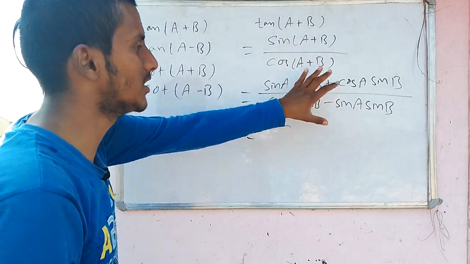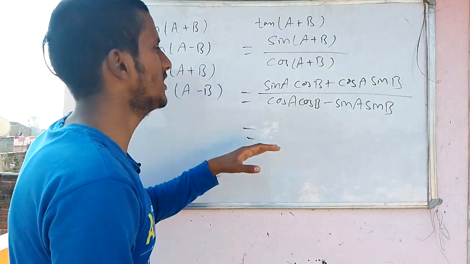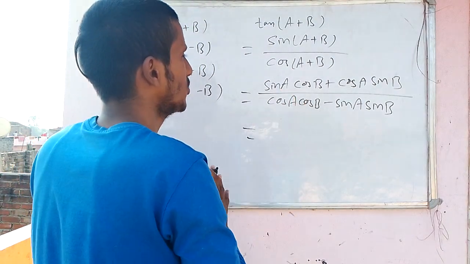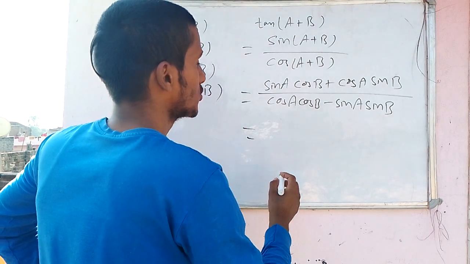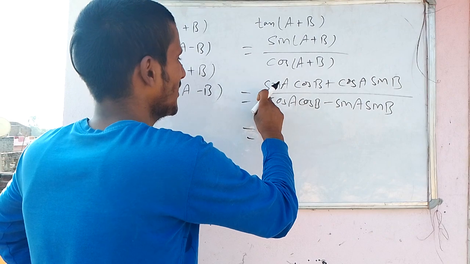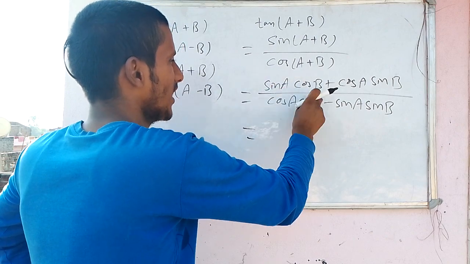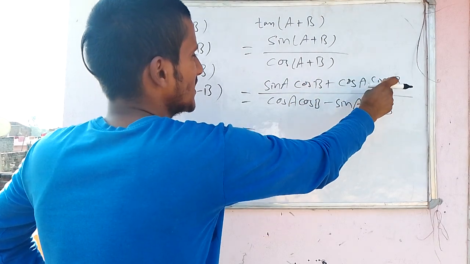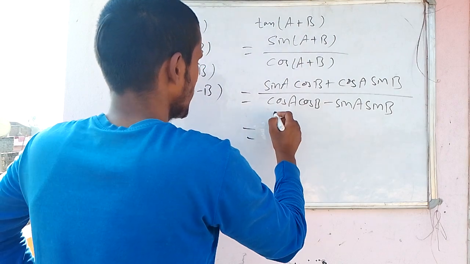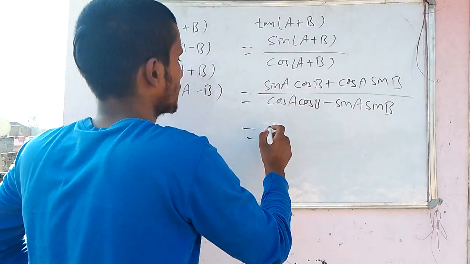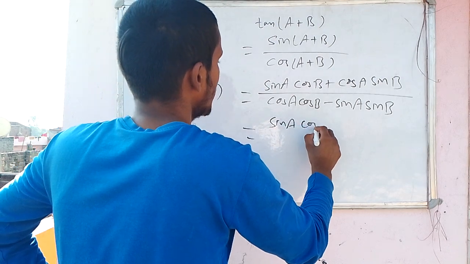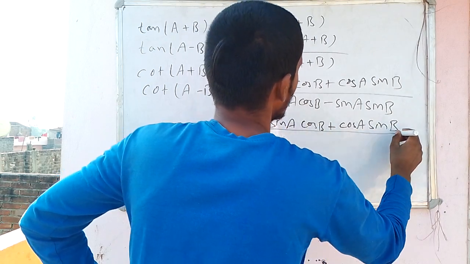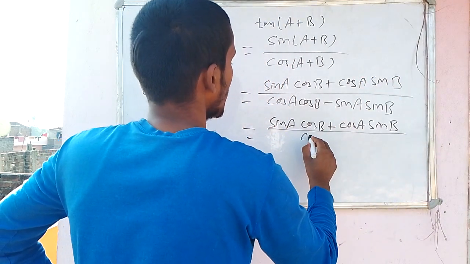Now this formula seems a little lengthy because it is indeed lengthy. So what are we going to do to shorten it? We're going to convert sines and cosines into tangents. To do that, we divide the numerator and denominator by cosine a cosine b. So the numerator is sine a cosine b plus cosine a sine b, all divided by cosine a cosine b.